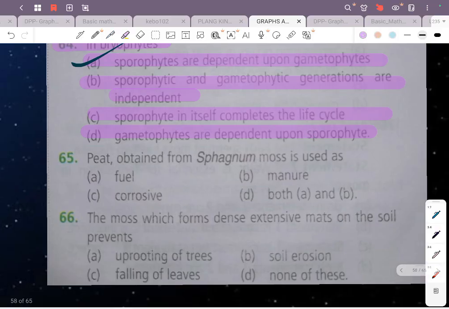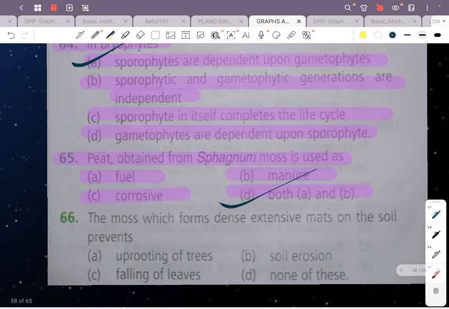The next question that we have on our screen is peat, which is obtained from sphagnum, which is a moss, is used as A, fuel, B, manure, C, corrosive, or D, both A and B. What do you think? Peat, which is the bog moss, basically sphagnum, which we also call peat moss or bog moss, is actually used as a fuel as well as a manure. So that makes option number D, both A and B, the correct answer. So we go with option number D. Okay, moving on to the next question.